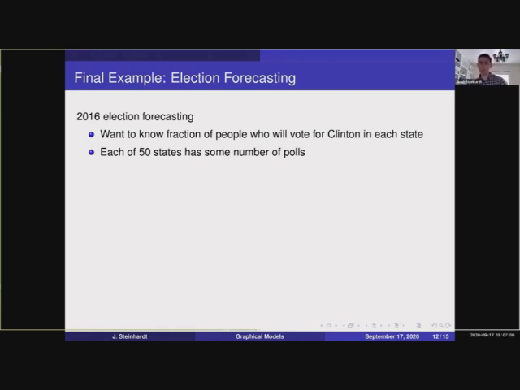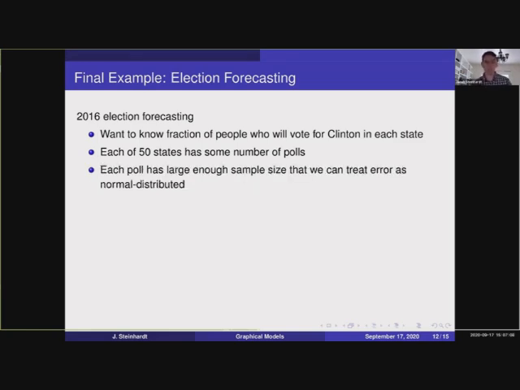And how do we actually figure this out? Well, each of the 50 states has some number of polls. Each poll, let's say, has a pretty large sample size. So let's say it has a large enough sample size that we can treat the error as normally distributed, where the variance just depends on the total number of people in the poll. And so we have these independent Gaussian margins of error in each state in our observations.